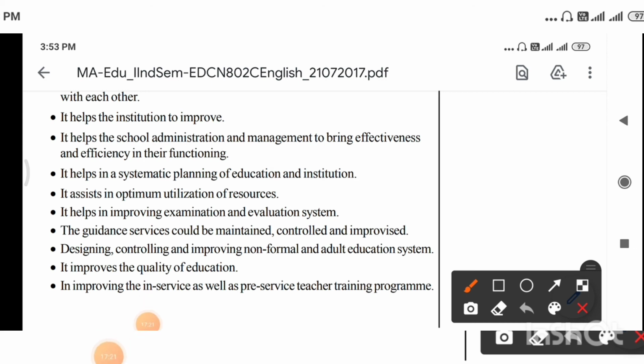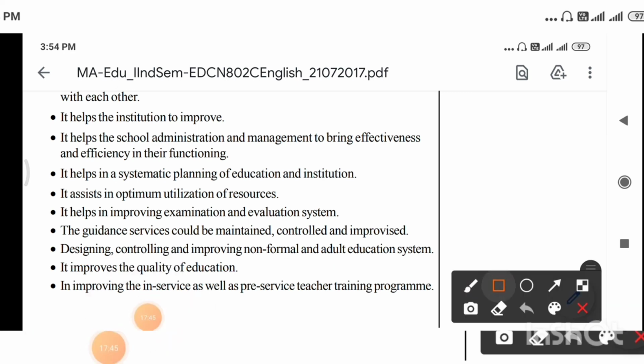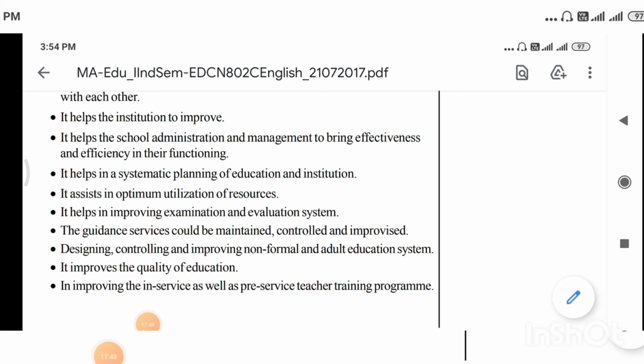It helps in improving the examination and evaluation system also. The guidance services could be maintained, controlled, and improvised. Designing, controlling, and improving the non-formal and adult education system. All this is done through the system. The system improves the quality of education. It improves the quality of education, and improves the in-service as well as the pre-service teachers training program. So this is how a system works in the education sector.